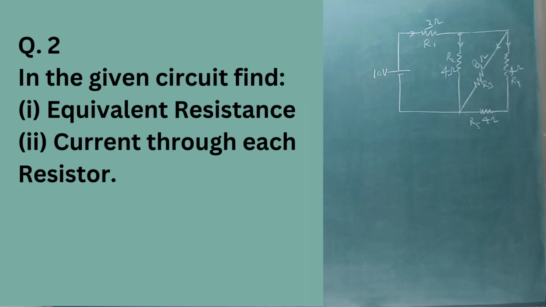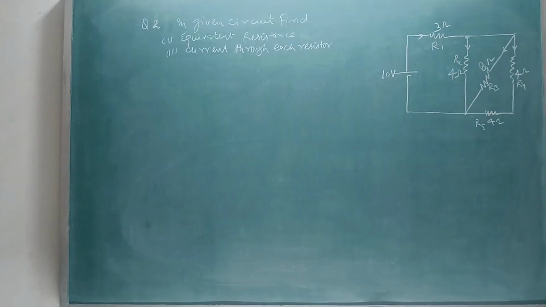In the given circuit, find the equivalent resistance and the current through each resistor. Here the voltage is 10 volt. The value of R1 is 3 ohm, R2 is 4 ohm, R3 is 8 ohm, R4 is 4 ohm, and R5 is also 4 ohm.